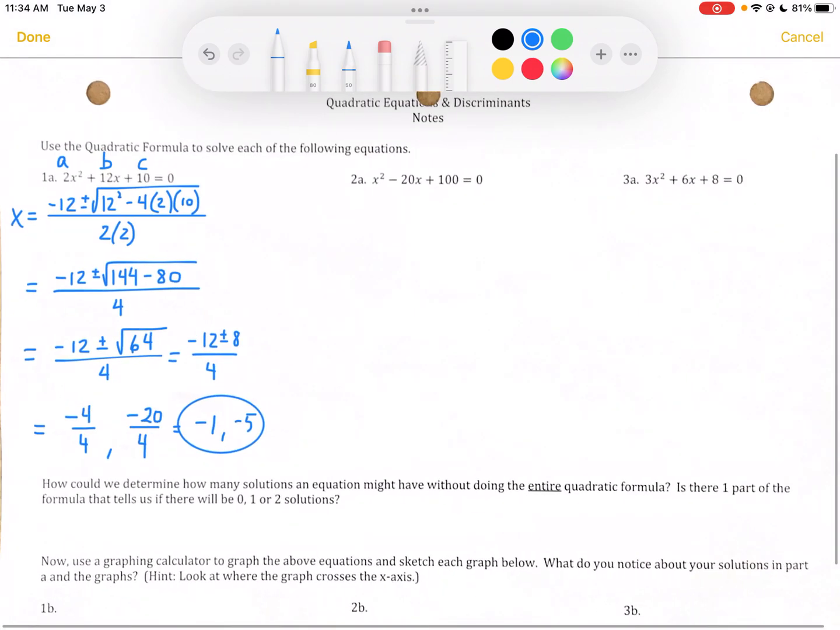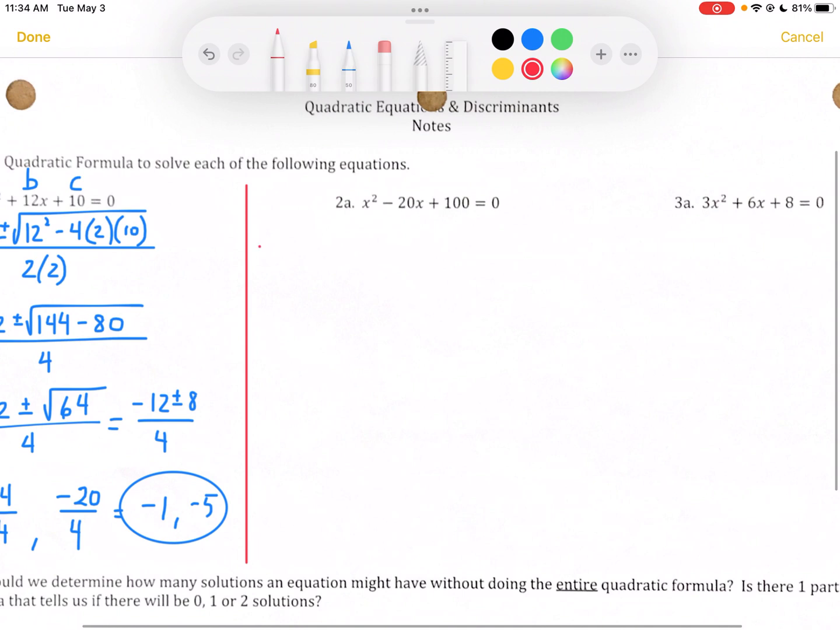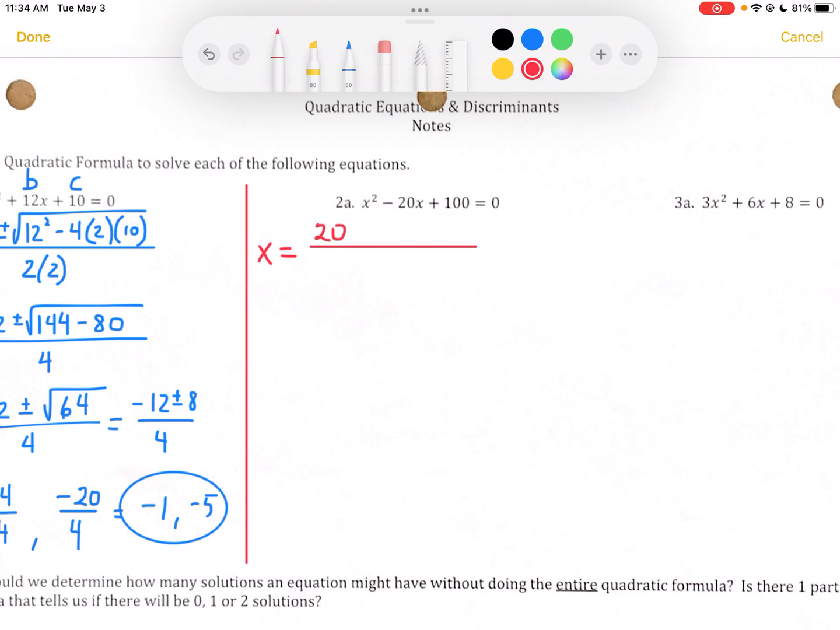Okay, so same thing, new problem. Number 2. x equals positive 20, because it's a negative b and b is negative 20, plus or minus the square root of negative 20 squared, which is going to be a big number, minus 4 times a times c, all over 2a.